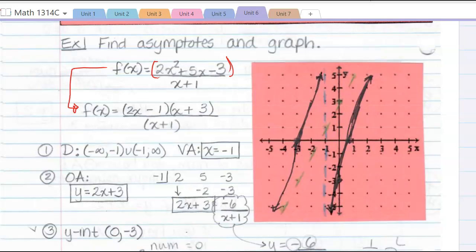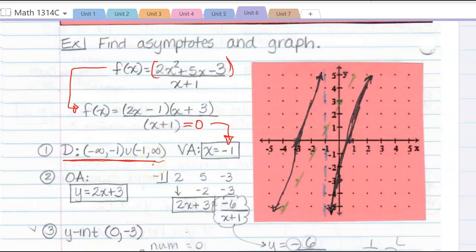So notice I have listed the domain here. Why do I know that from the denominator? Remember, we cannot let the denominator equal 0. If it does equal 0, that's going to give us our vertical asymptote. From there, we know that x cannot equal -1 because then it makes our function undefined. So our domain lists every number except for -1.